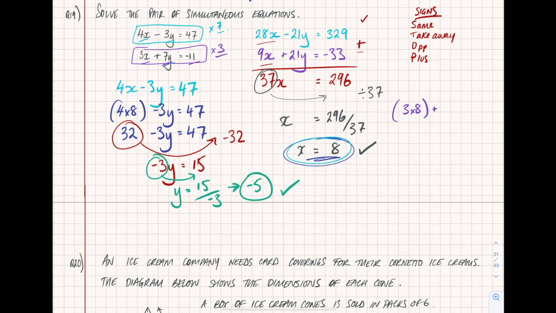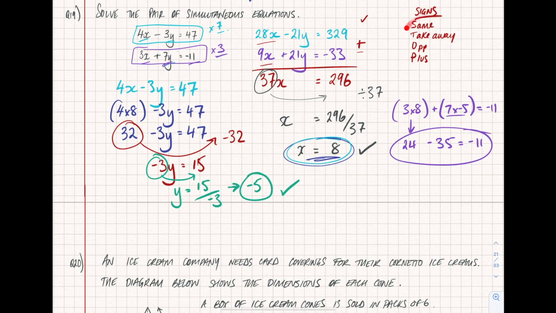Then I'm saying plus 7 times y, well, that's 7 times minus 5. And it should give me minus 11. Let's work that out. So that's 24, and then 7 times minus 5 is minus 35, and 24 minus 35 is minus 11. So I've checked my answer. I know it's correct. Okay, so that's simultaneous equations.